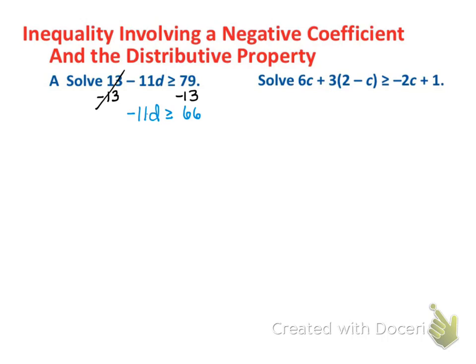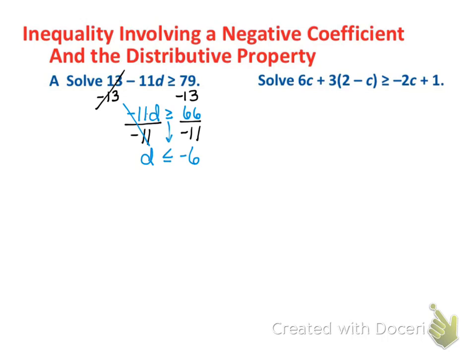Now we can do the multiplication or division. This is multiplication here, so the opposite is division. We're dividing by a negative 11. And remember, if we divide by a negative, we need to flip the sign. That disappears, so we're left with just d is less than or equal to negative 6. This should seem very familiar, just dealing with the rules of when you multiply or divide by a negative. All right, let's look at another one.